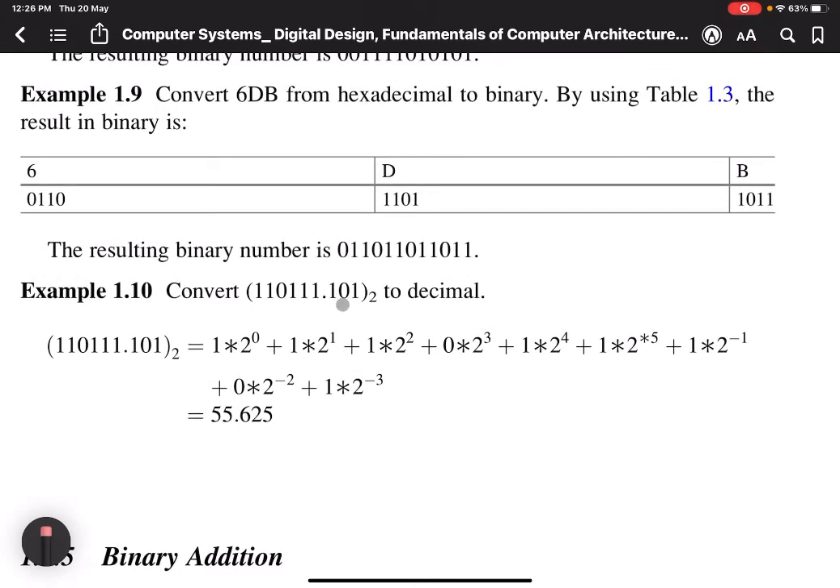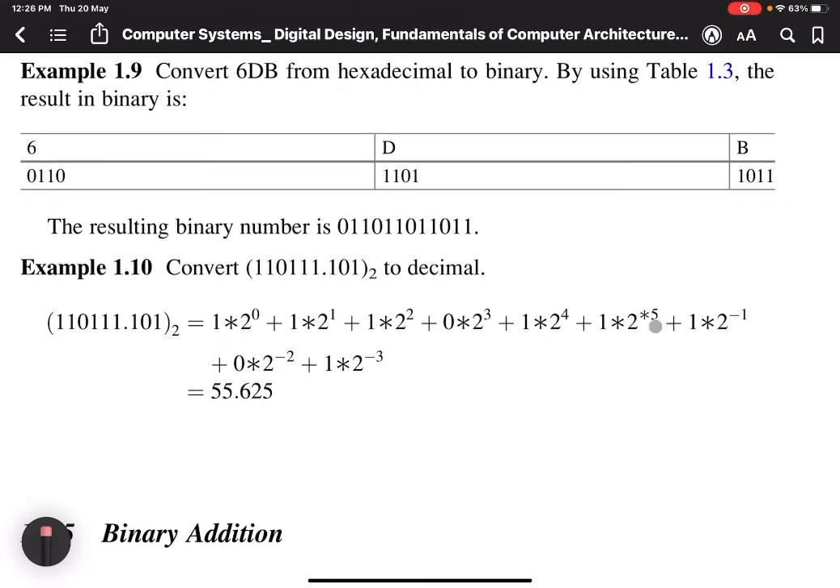Now convert this binary number to decimal. So again, we will use the formula or the procedure that we used above. Okay, so we line them up according to their positions and multiply by the base of 2, and it will give us 55.625.